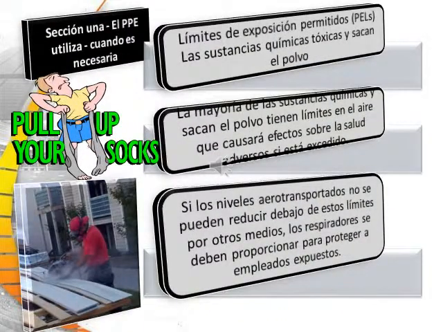Permissible exposure limits, or PELs. Most chemicals and dust have limits in the air that will cause adverse health effects if exceeded. If airborne exposures cannot be reduced below these limits by other means, respirators must be provided to protect exposed employees.